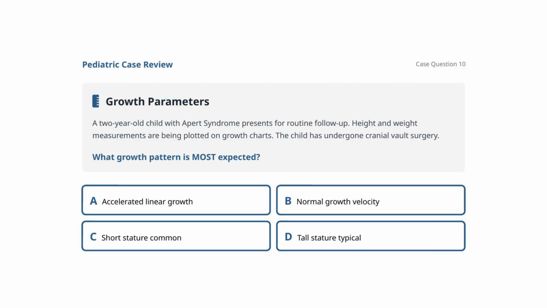A 2-year-old child with Apert syndrome presents for routine follow-up. Height and weight measurements are being plotted on growth charts. The child has undergone craniovault surgery. What growth pattern is most expected in children with Apert syndrome? Option A, accelerated linear growth. Option B, normal growth velocity. Option C, short stature common. Option D, tall stature typical.